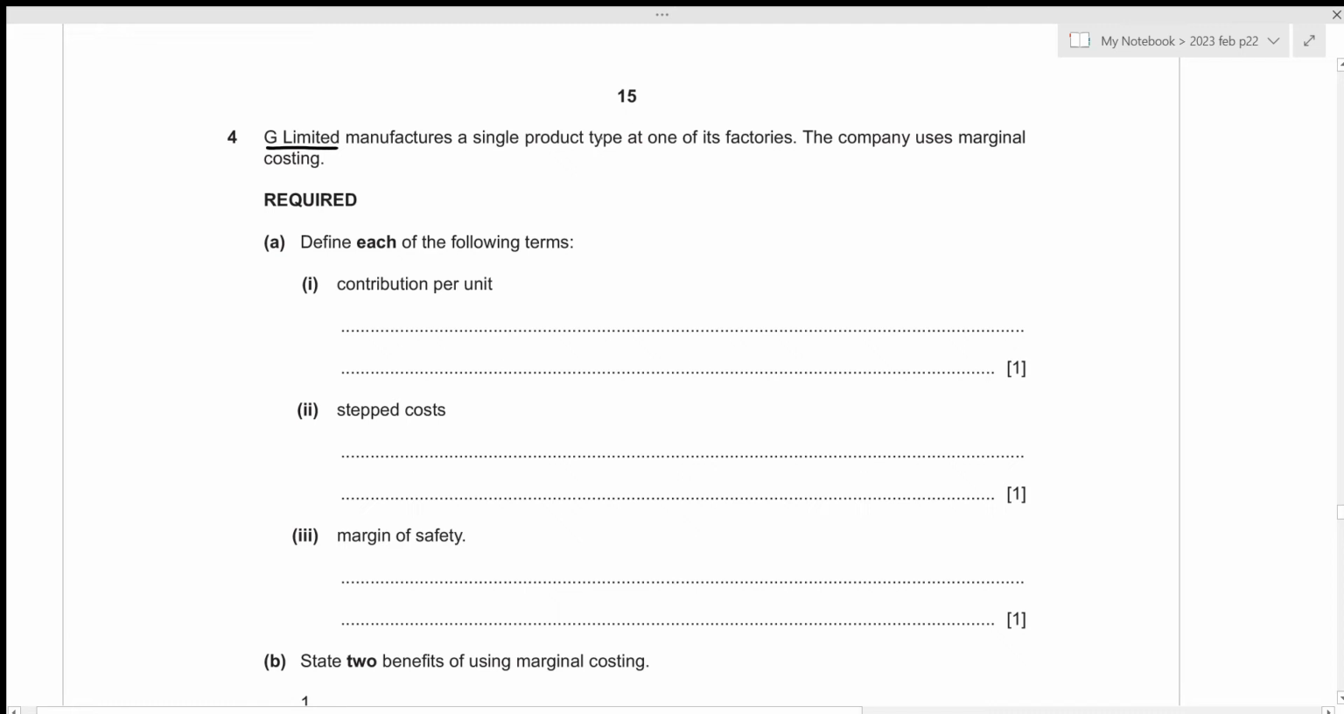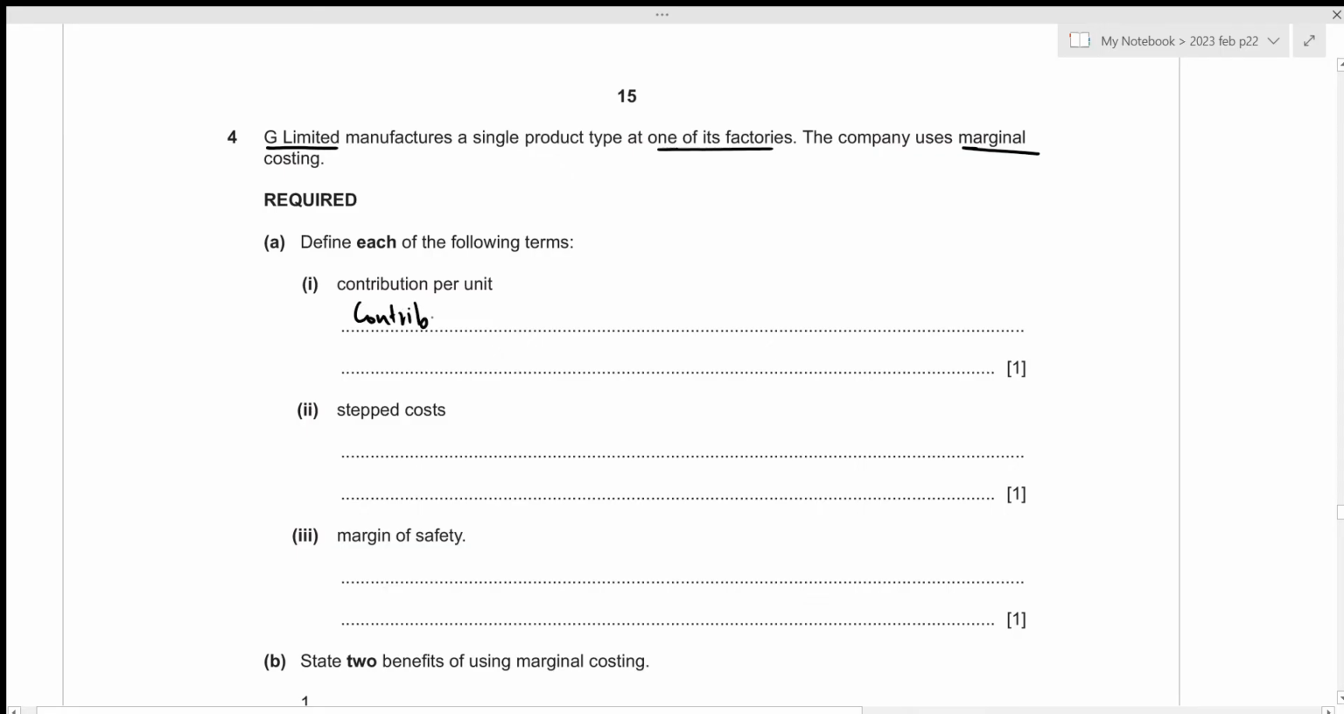G Limited manufactures a single product type at one of its factories, and the company uses marginal costing. Now for the first part, we need to define each of the following terms. The first one is contribution per unit. So the contribution per unit is basically the difference between the selling price per unit and the variable cost per unit. Let's write it down.